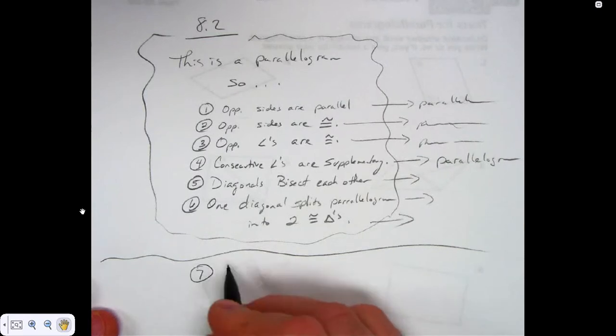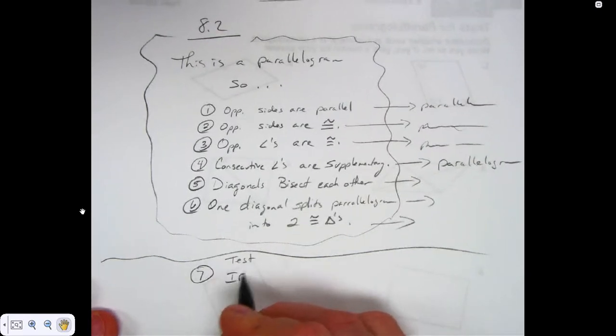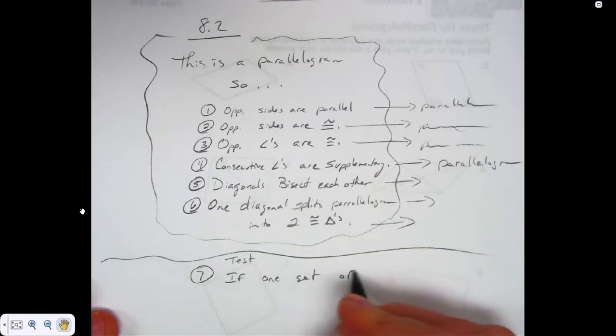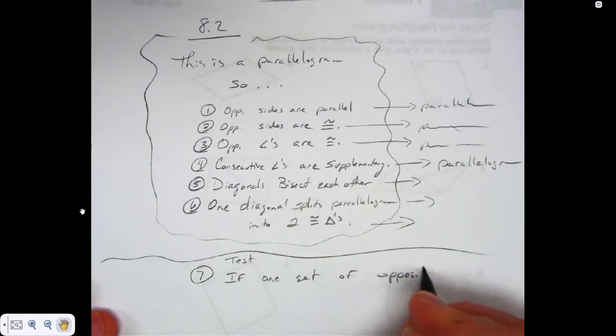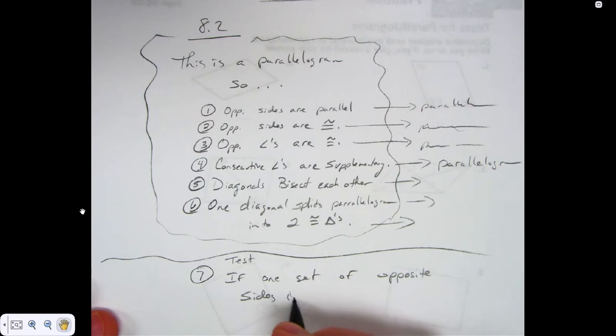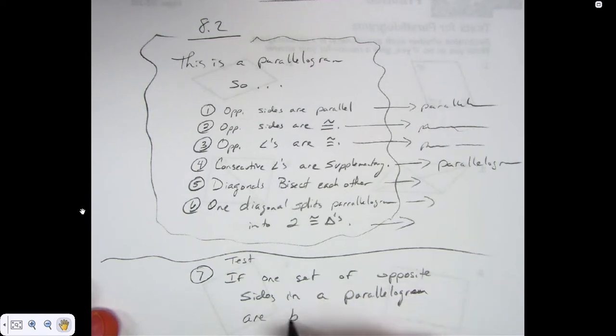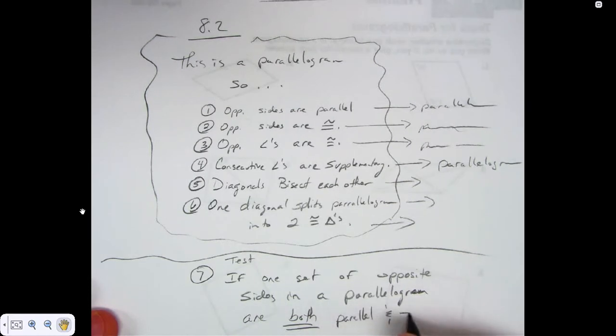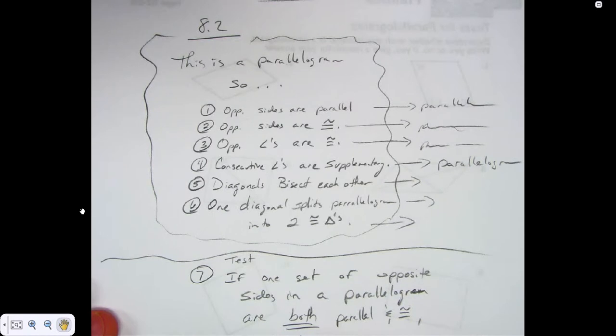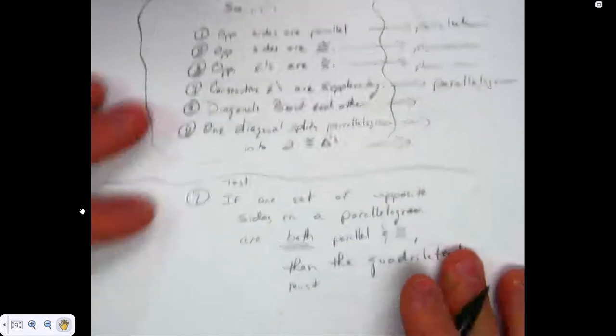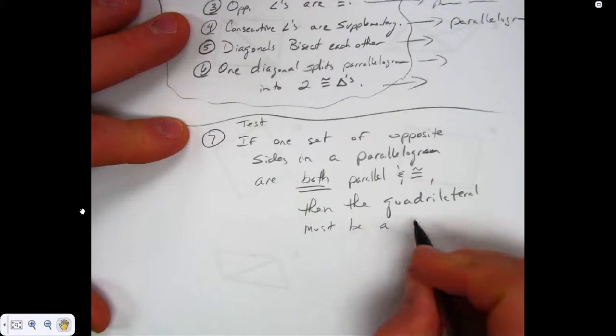There is a seventh test. If one set of opposite sides in a quadrilateral are both parallel and congruent, then the quadrilateral must be a parallelogram.